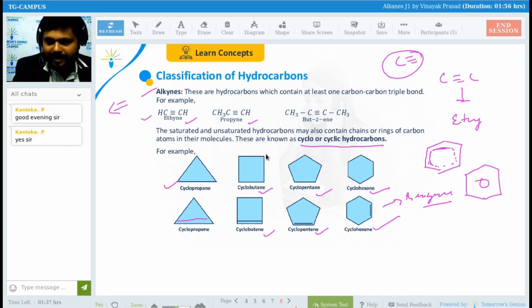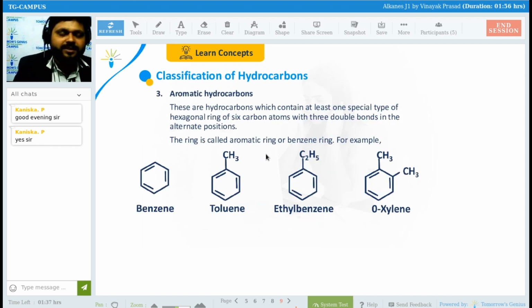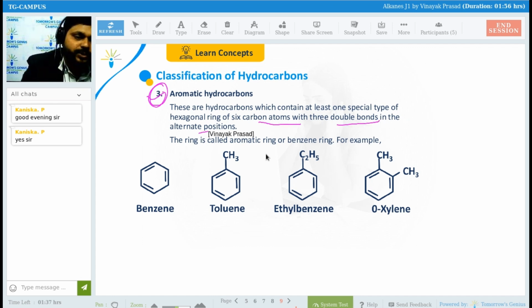So this is cyclohexene. Every cyclohexene will not be a benzene, so there is a condition that alternate double bonds should be there. Now, aromatic hydrocarbons. What are these aromatic hydrocarbons? These are hydrocarbons which contain at least one special type of hexagonal ring of 6 carbon atoms with double bonds in alternate positions, as I have told you earlier as well. The ring is called an aromatic ring or benzene ring as well.